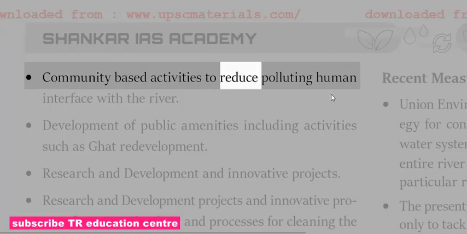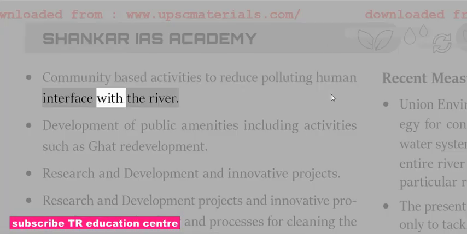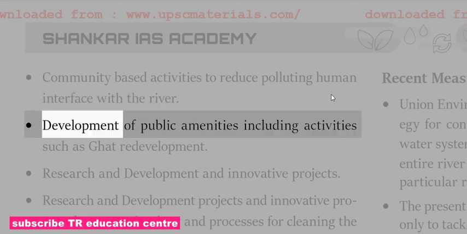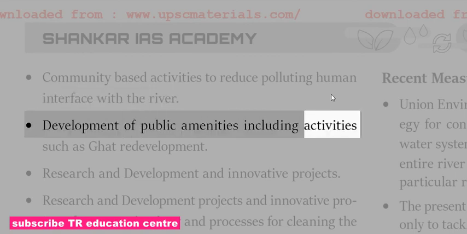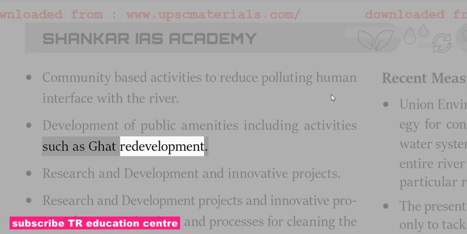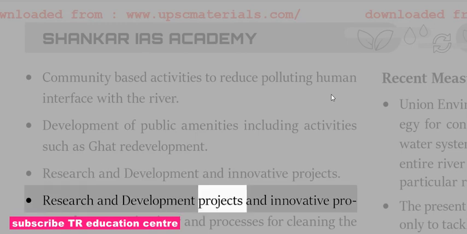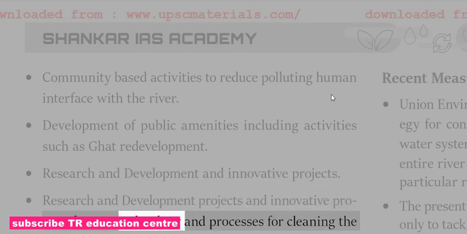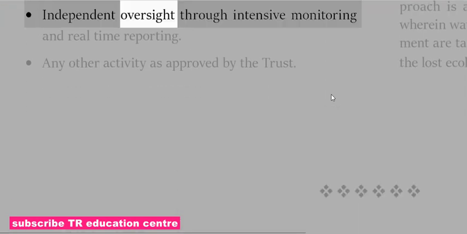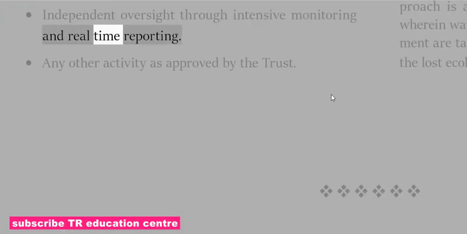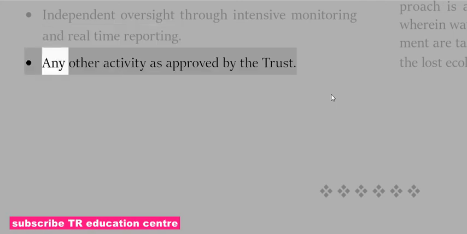Community-based activities to reduce polluting human interface with the river. Development of public amenities including activities such as ghat redevelopment. Research and development and innovative projects. Research and development projects and innovative projects for new technology and processes for cleaning the river. Independent oversight through intensive monitoring and real-time reporting. Any other activity as approved by the Trust.